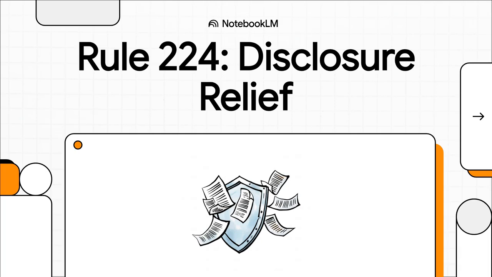All right, if you are gearing up for the Queensland bar exams, you know that civil procedure can absolutely be the difference between a pass and a fail. So today, we're diving deep into one of the most powerful strategic tools you'll find in the UCPR, Rule 224.